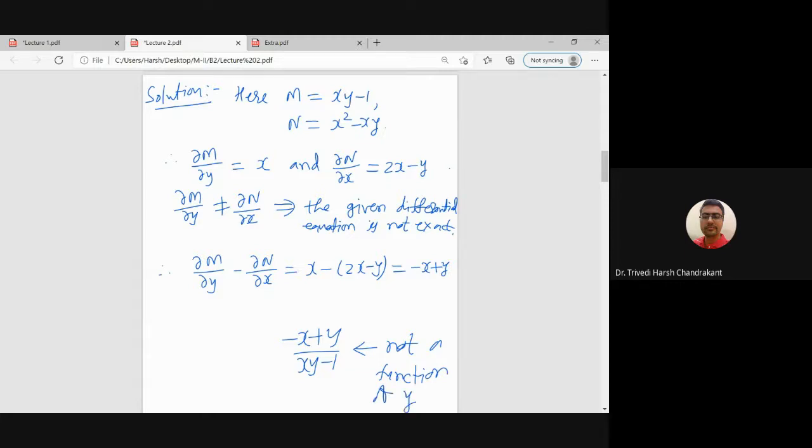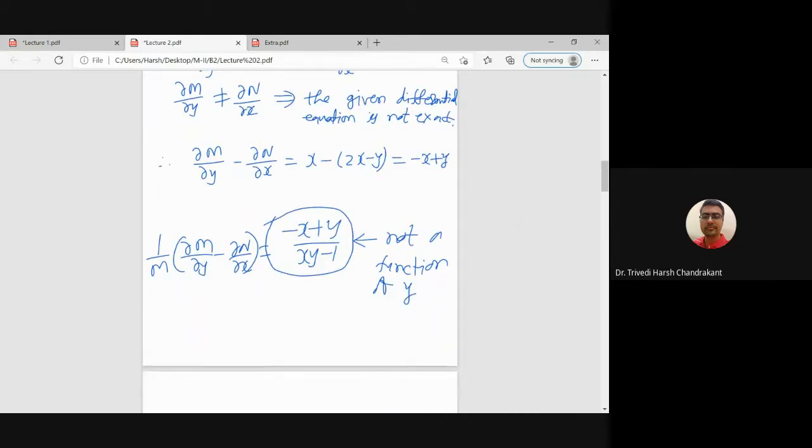Right? If this is a function, after dividing, if it is a function of only y variable, then we can apply second method. But that is not happening here. So that means the second method, dividing by m, we cannot apply here. Right? What I found is basically I found this quantity. Right? So let us write down, therefore second method is not applicable.